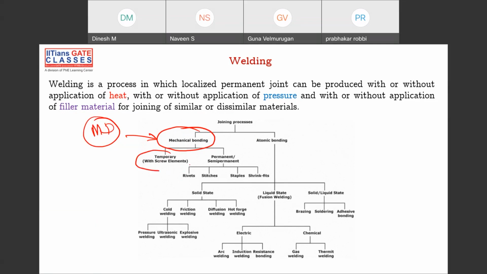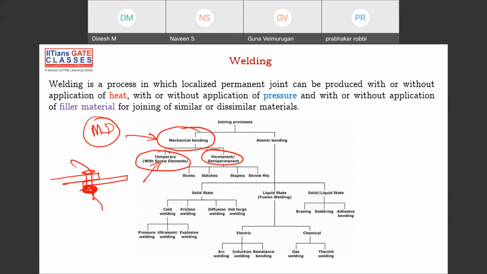So there are some temporary bondings and permanent bondings, right? In temporary bondings, you use some screws, because if you want to join two different pieces like this, you just put a screw like this and you close it. And if you want to discard, you open the screw and take it. So this joining process is temporary. You can remove it, and you can attach it again if you want.